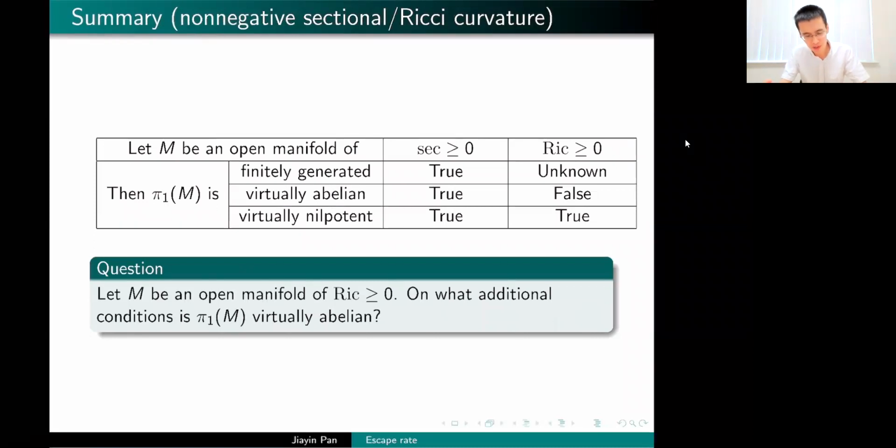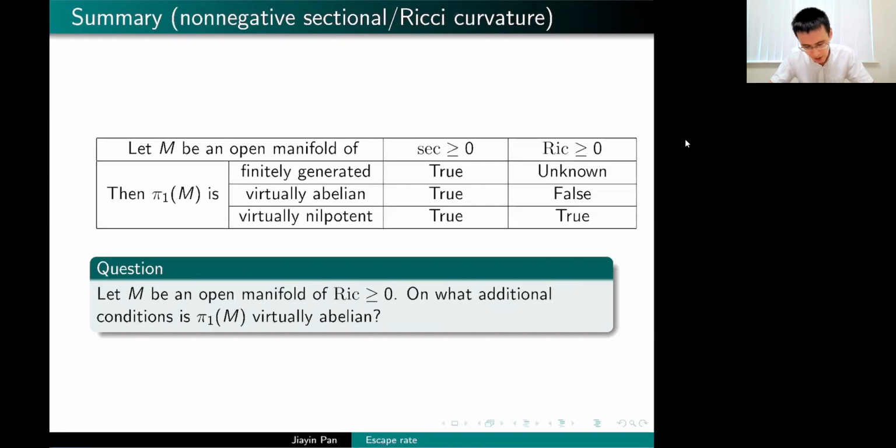So we summarize all the above mentioned results in this table. We have an open manifold of either non-negative sectional curvature or non-negative Ricci curvature. If we have non-negative sectional curvature, we know that pi1(M) is always finitely generated and virtually abelian. Well, if it's virtually abelian, then it will also be virtually nilpotent as well. While for non-negative Ricci curvature, it's unknown whether the fundamental group is finitely generated or not. And it may not be virtually abelian, but it's always virtually nilpotent.